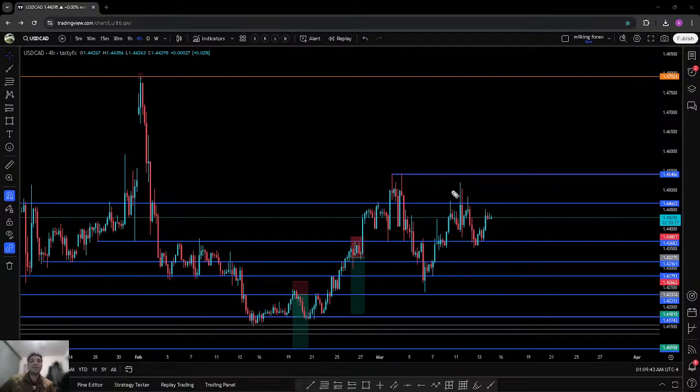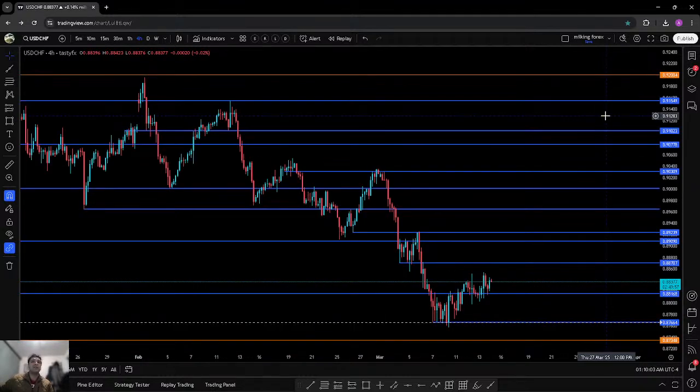Another scenario is that if there is a rejection around this point, and what ended up happening is that prices went up, came back down, went back up again, retested this level, and failed to break the level. Then we might see a break of structure around here, and then the prices can actually go on the downside like that. So this is how USD CAD looks.